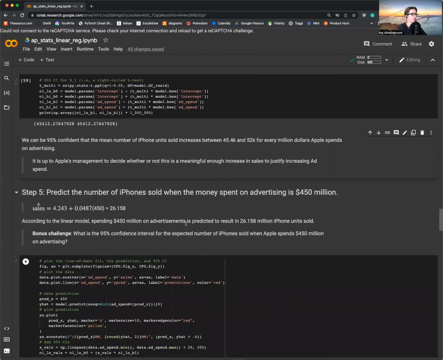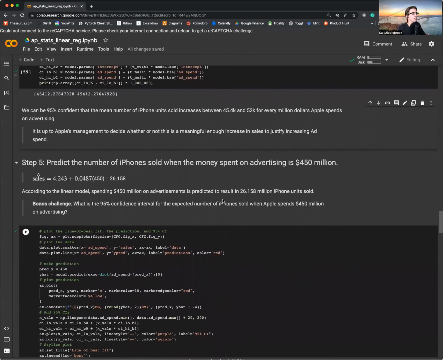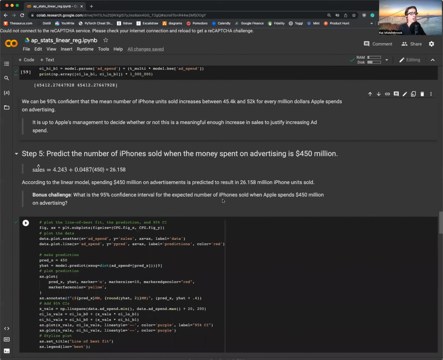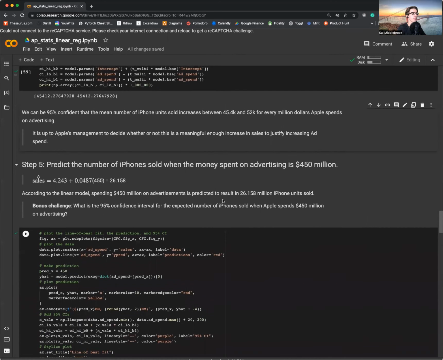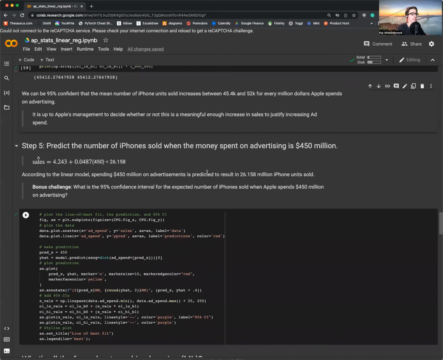Now, moving on to the final step of our linear regression, we're going to predict the number of iPhones sold when the money spent on advertising is 450 million. So when Apple wants to spend 450 million on advertising, and they want to have some idea of how many iPhones they can expect to sell as a result.